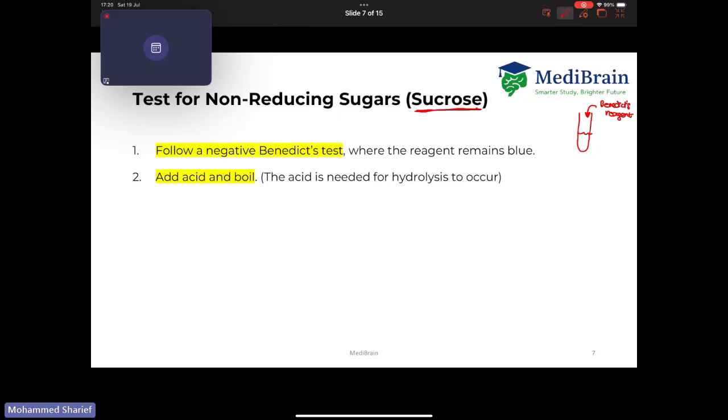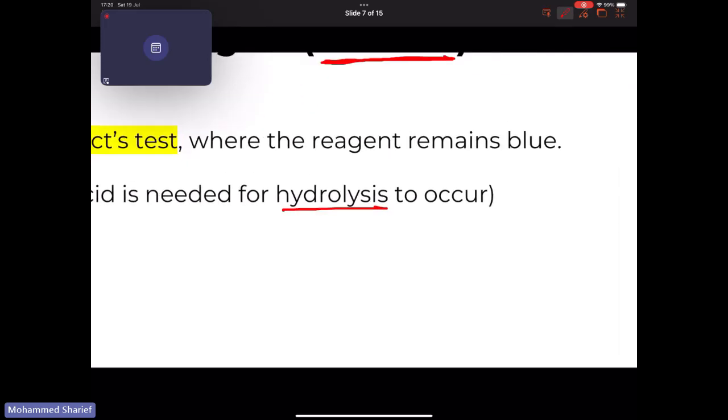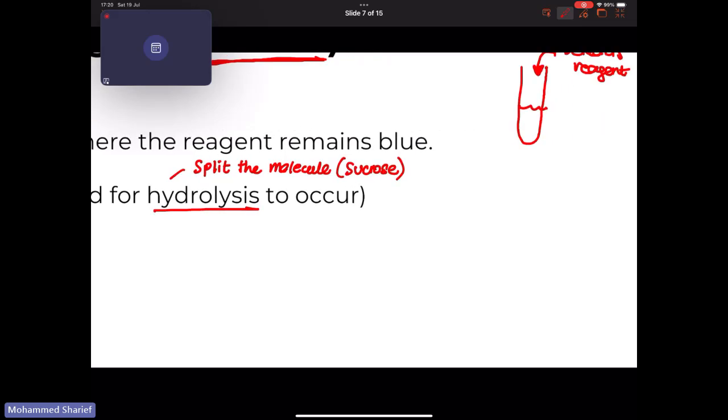The reason for the acid is for hydrolysis to occur. Now, remember what hydrolysis is? Hydrolysis is basically using water and splitting the molecule up. So you're going to split the molecule, which in this case is the disaccharide, sucrose. And in doing so, you're breaking the glycosidic bond.